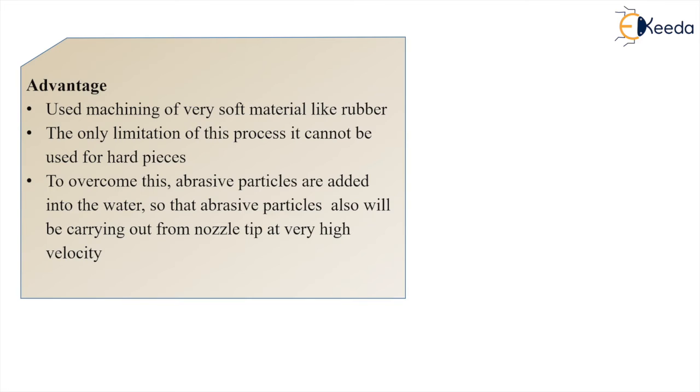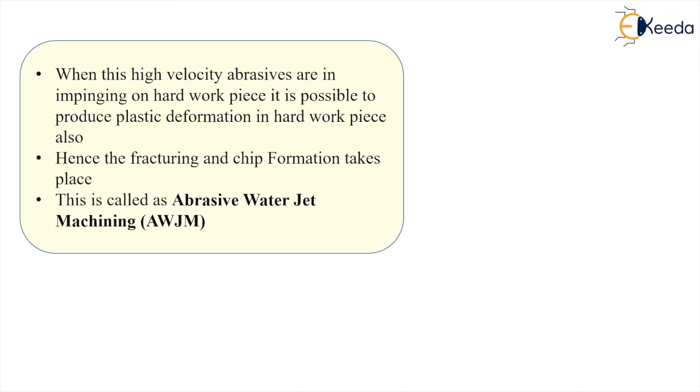We cannot use this water jet for hard workpiece material, but to overcome that limitation, we added the abrasive particles. And when these abrasive particles are also moving with the high velocity of this water, they are also causing plastic deformation in the hard workpiece, and we are able to machine hard workpieces by using this process. So the fracturing and chip formation takes place here. Initially we saw water jet machining, but we have added the abrasive for the machining of hard workpieces. So this process is known as abrasive water jet machining, AWJM.